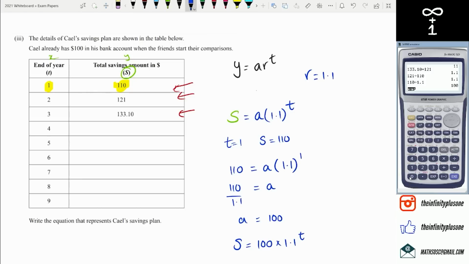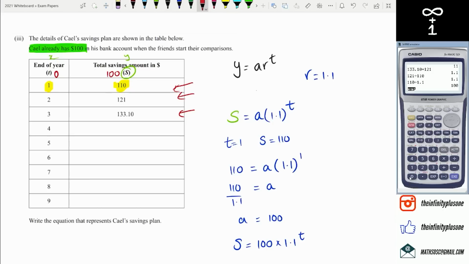Now, did I really need to do all of that working? Theoretically, no. Why? Because if you have a look at the question right there at the top, it says Kale already has $100 in his bank account at the start. So that means when t is equal to 0, if I was to take this table and go one more step back, t is equal to 0, that's actually 100 there.